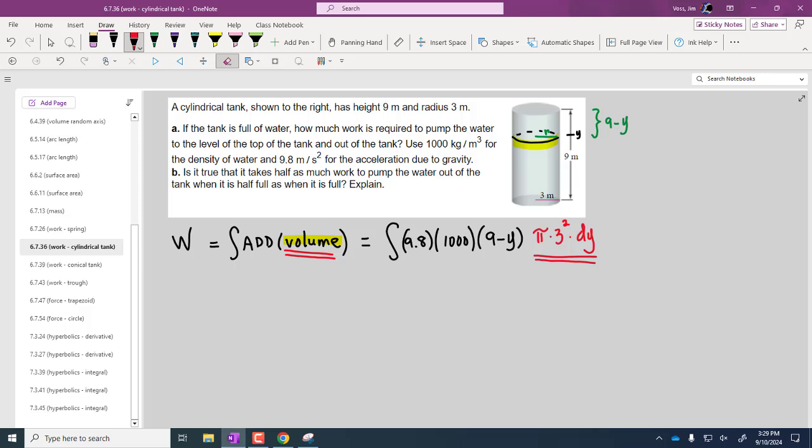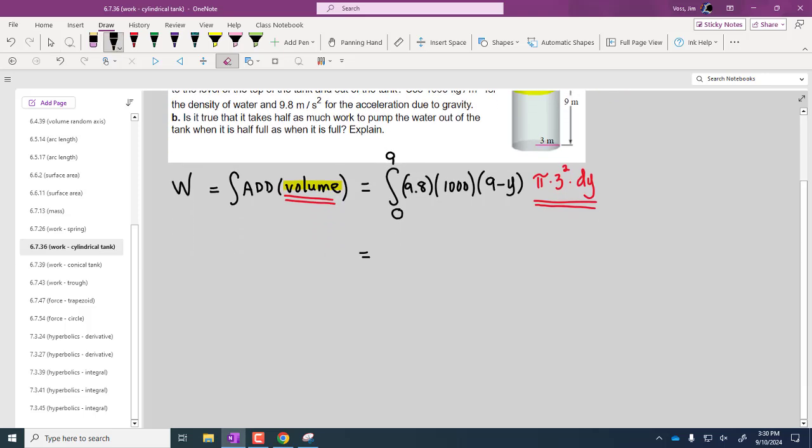So you can see why this one's so simple, because there's no variable other than the one. Everything's constant almost. So the limits of integration are what to what? 0 to 9. So the tank is full, so we have water from 0 to 9. If they said the tank was only half full, we go 0 to 4.5. So the limits of integration reflect the physical location of the water. And so all these constants can come out to the front. So we end up with the 9800, we end up with the 9, we end up with the pi, and the only thing left inside the integral is 9 minus y dy.